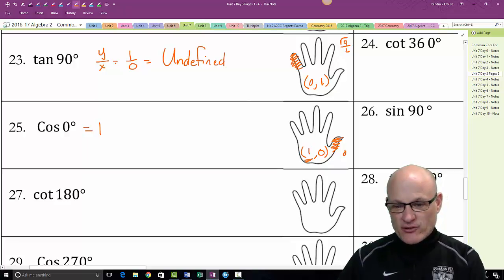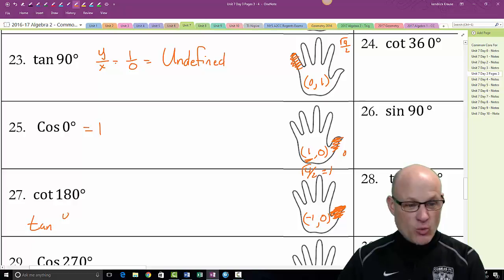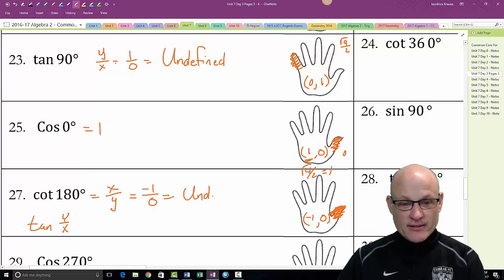180 has a reference angle of 0. We already did 180. It has a reference angle of 0. We also know, since we've already done 180, that this is 4 on the left, which is the square root of 4 over 2, which is just 1. But it's on the left side, so it's negative 1 and 0. Now, cotangent is, remember, tangent is y over x. So cotangent is x over y. So in this case, it's negative 1 over 0. When you can't divide by 0, it's undefined.